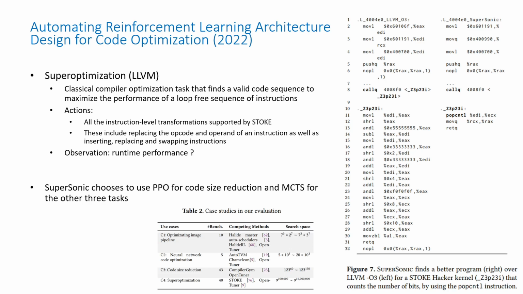And remember that Supersonic, for each of these four problems, is going to choose the reinforcement learning architecture. So for this particular superoptimization problem, Supersonic uses PPO. For the other three, image processing, deep learning, and code size reduction, Supersonic uses Monte Carlo tree search.